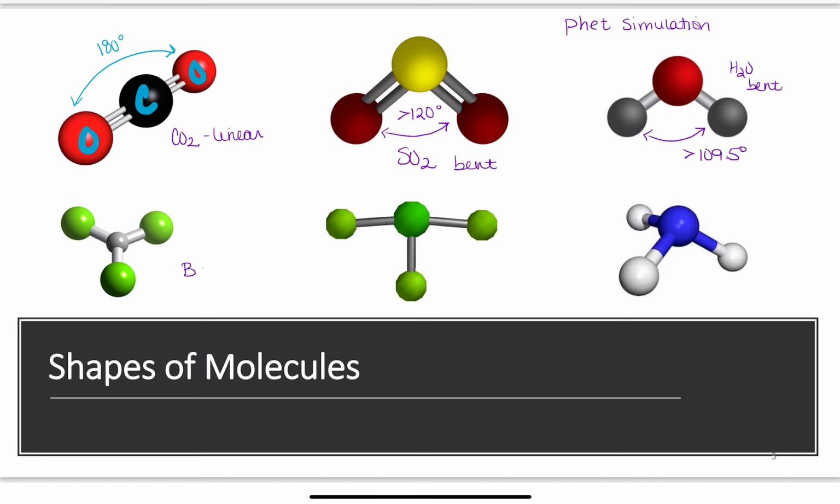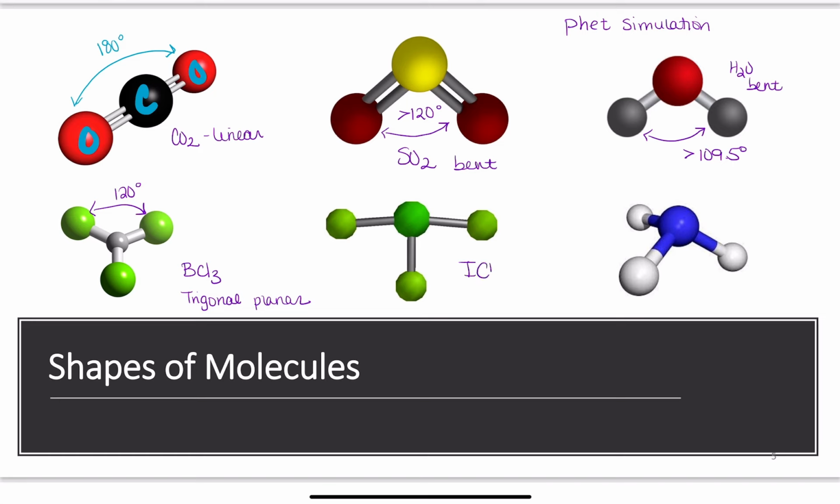This represents BCl3, and it's known as a trigonal planar. Note we've got a triangle shape, and I know it's hard to see in the picture here, but this is planar. There's a plane that I can cut through all of these atoms, and if you use the PhET simulation, you'll be able to see that plane a little bit better. But the angles here, 120 degrees.